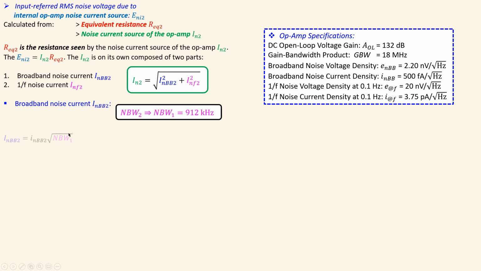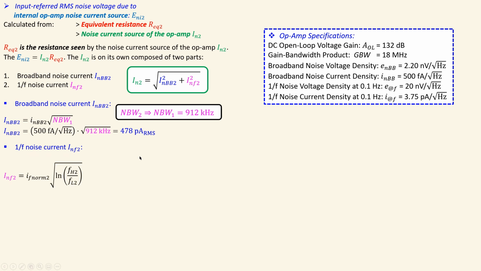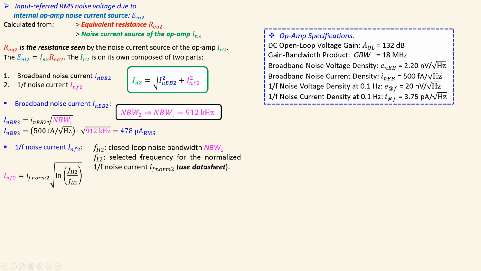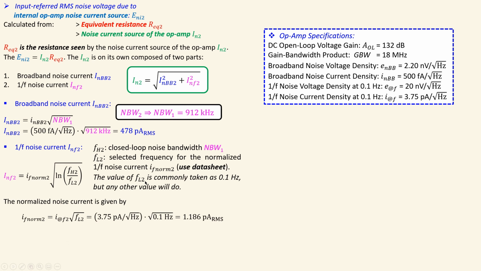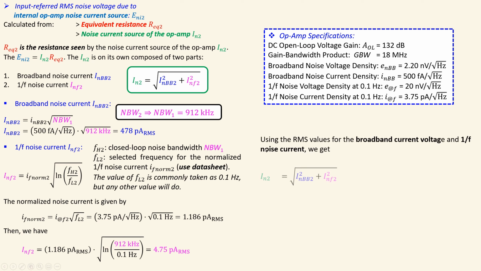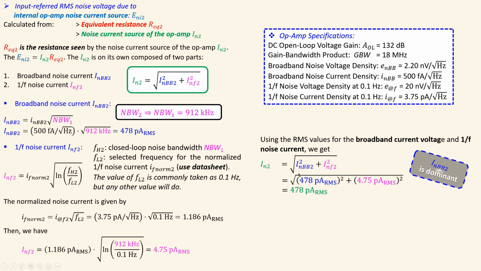Again, using op-amp specifications for these values, I will also go a little bit faster here. These are all exactly the same as in the first stage, so that will be the result. Now this is for the 1 over F noise part. So that is the contribution of the 1 over F noise. This is the contribution of the broadband noise current. Add them up using the root sum of squares. You will have 478 picoamp RMS. Again, the dominating part is the broadband noise current.